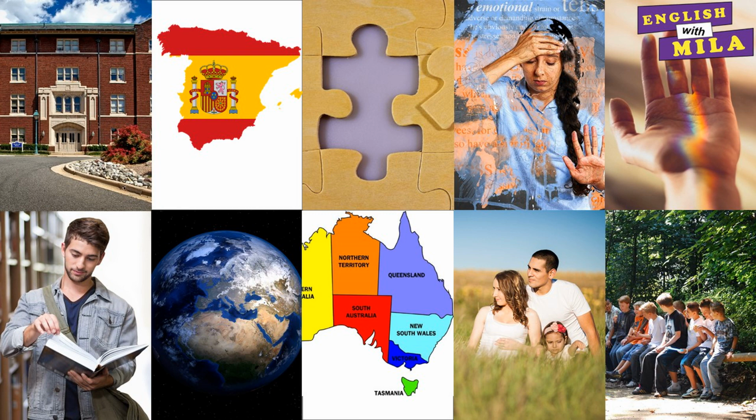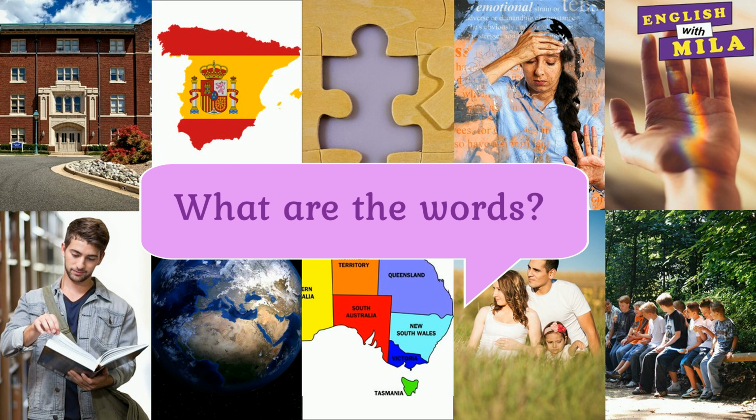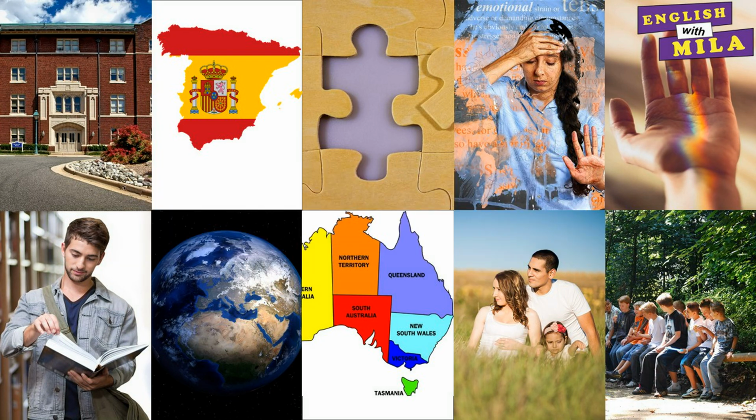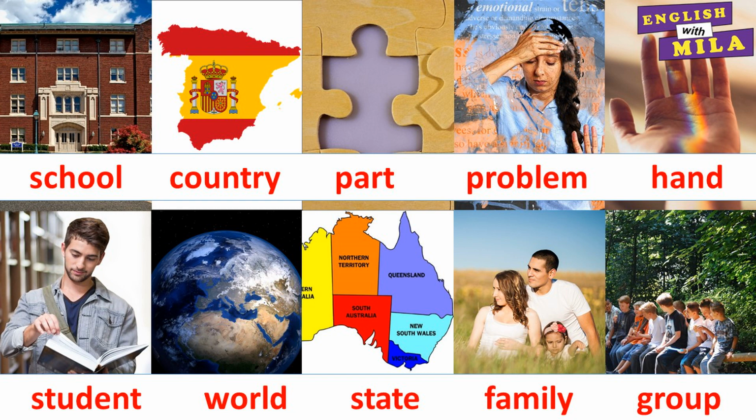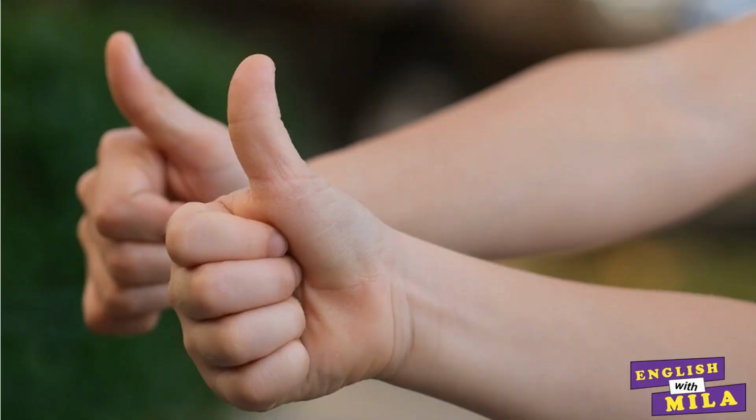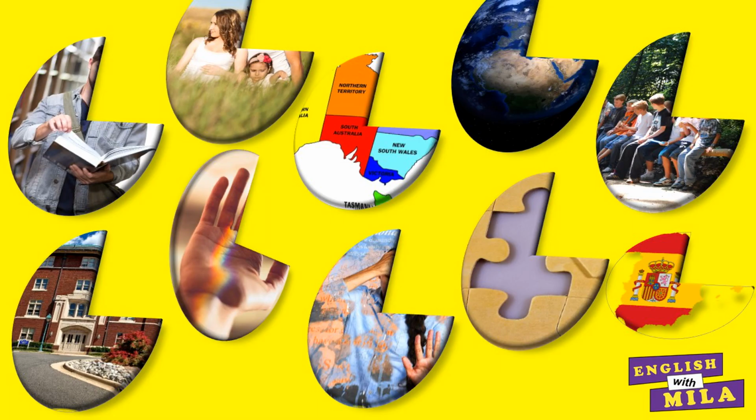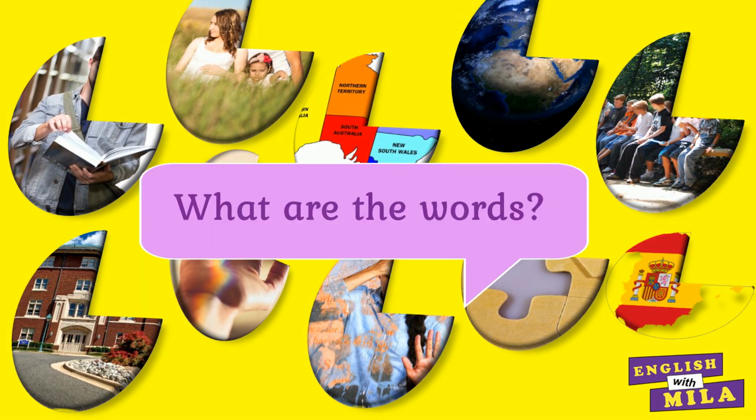So, here are the pictures. How do you feel about giving the words relating to these pictures? So, what are they? I'm sure your answers are school, country, part, problem, hand, student, world, state, family, group. Super! I have no doubts you've already learned the words. So, could you just quickly name these puzzles and we're gonna wrap up for today. That was pretty easy, wasn't it?